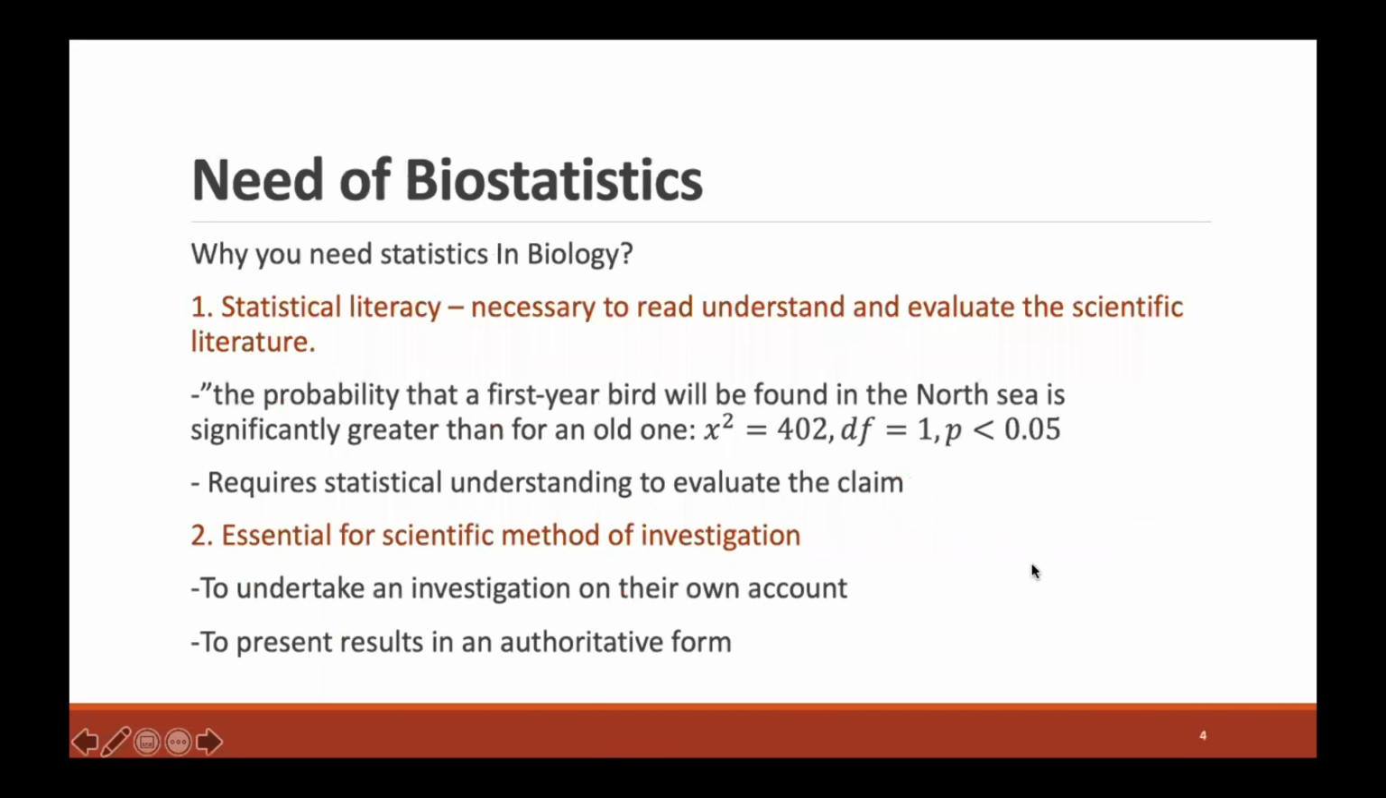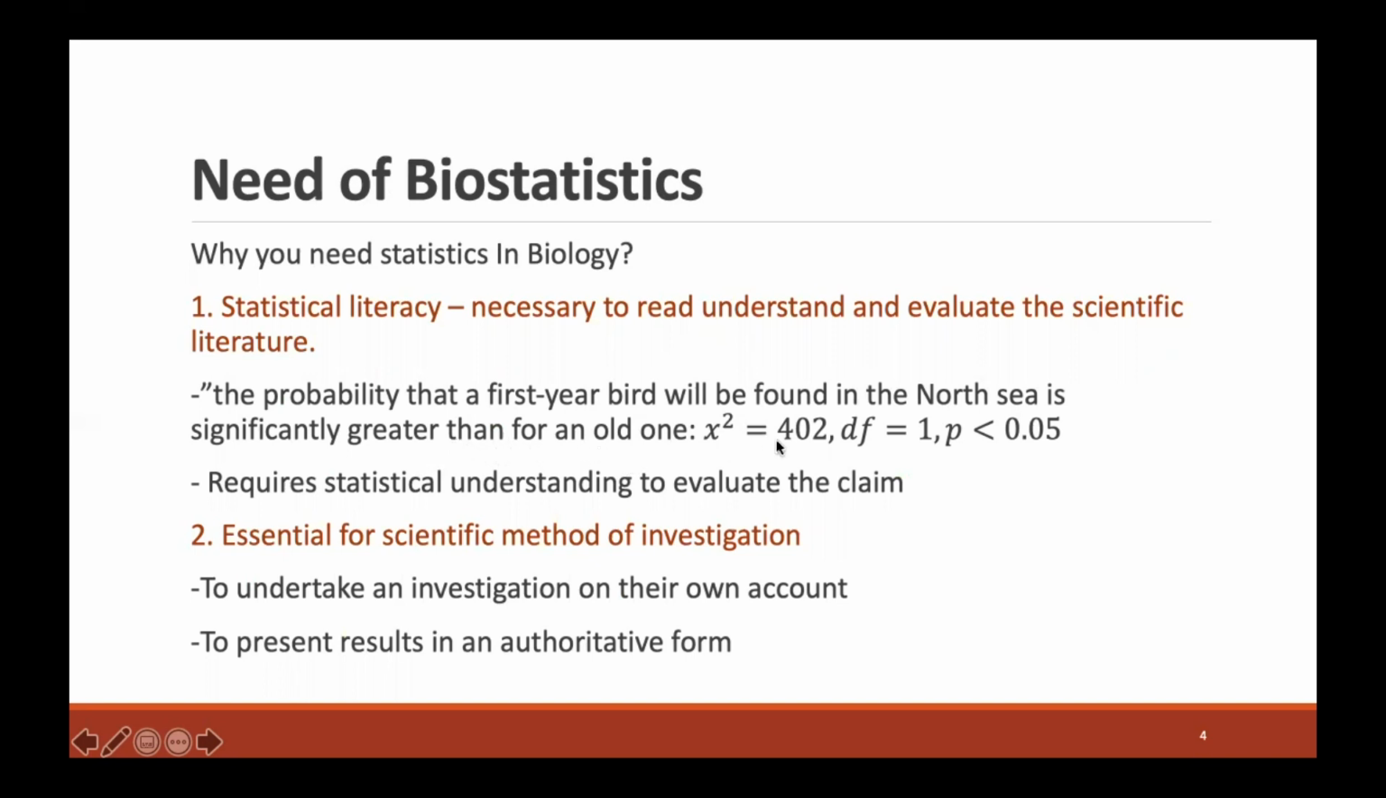Why the need of biostatistics? Why do you need statistics in biology? First one, you need to have statistical literacy. You need to be able to read, understand, and evaluate the scientific literature. For example, if we consider this statement, the probability that a first-year bird will be found in the North Sea is significantly greater than for an old one.